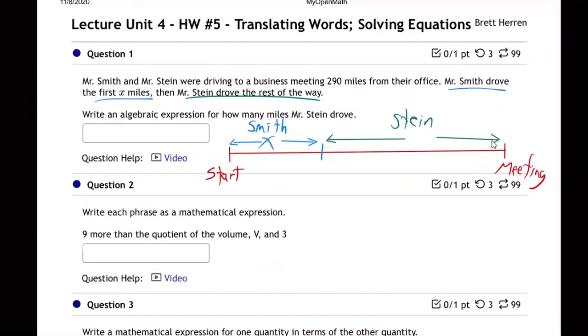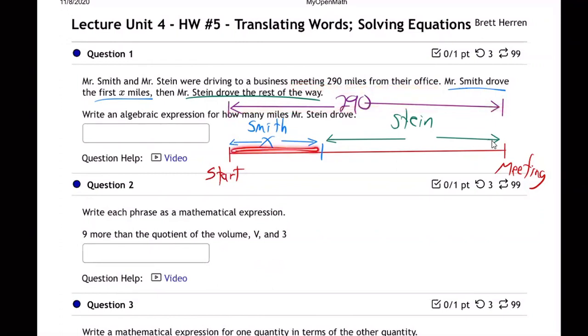And the question is, oh, and the whole distance, put that on there also. The whole meeting is there, to there, 290. So the whole thing is 290, 290 total miles, right? A business meeting 290 miles from their office.